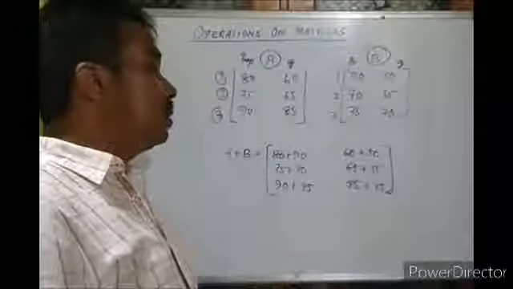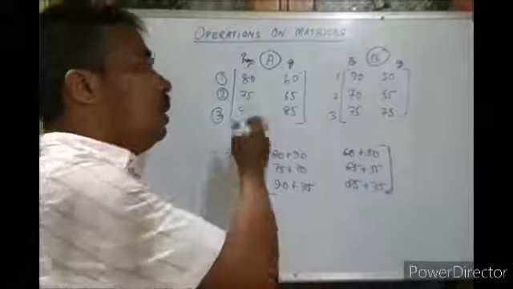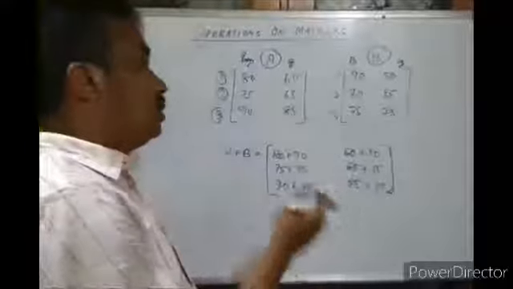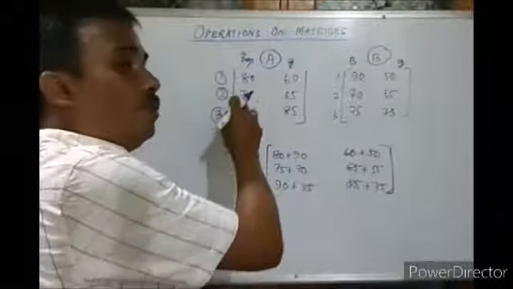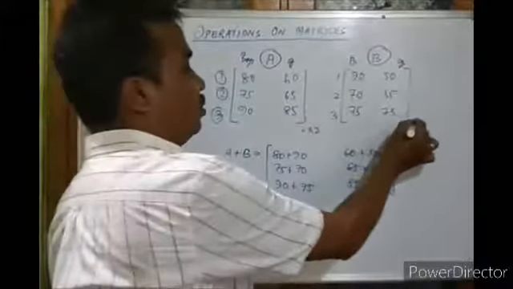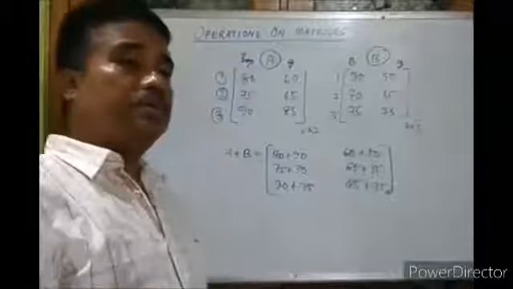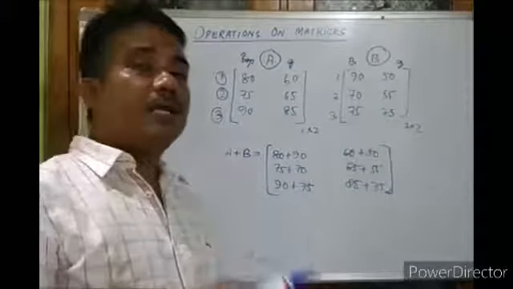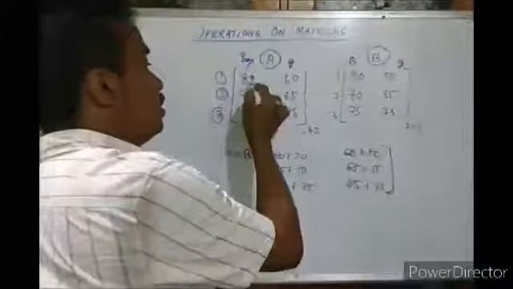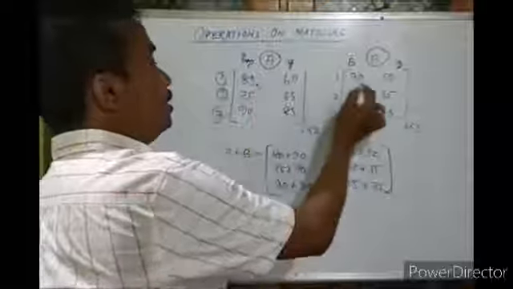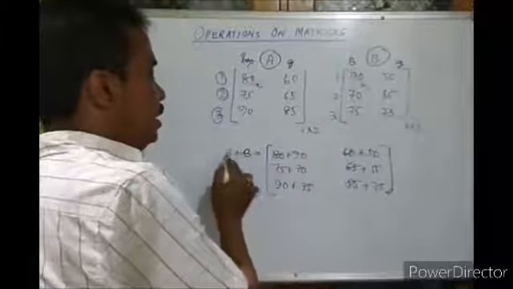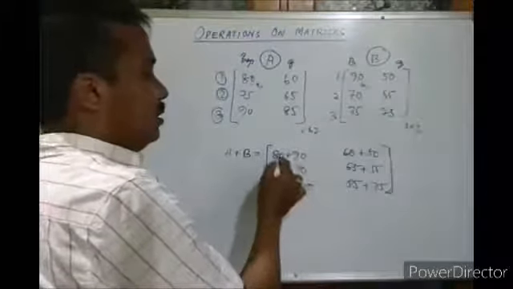So formally we can say, addition of matrices A and B: matrices can be added if their orders are the same. Here there are 3 rows and 2 columns, so it is a 3 by 2 matrix. This is also a 3 by 2 matrix. Two matrices of the same order can be added, and they are added element wise, corresponding elements are added. If this is A11 and this is B11, then A11 plus B11 is the first element of A plus B.